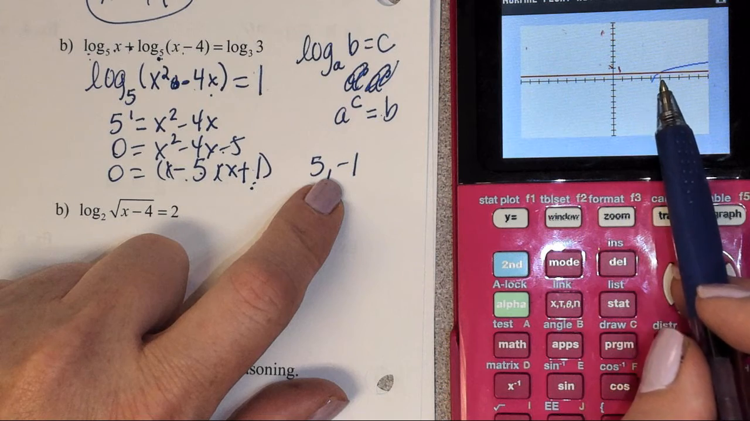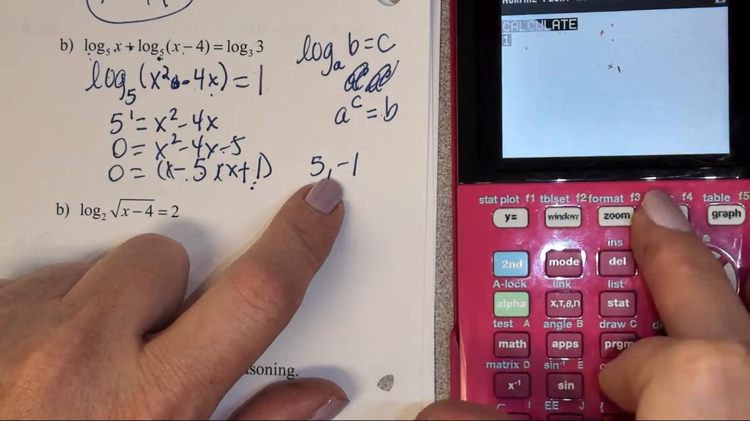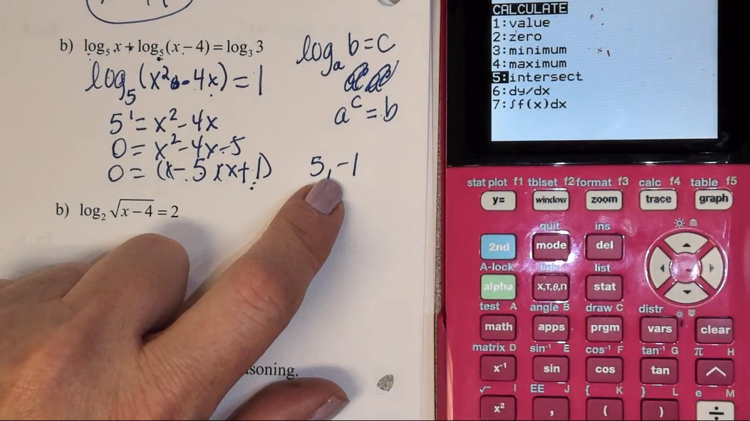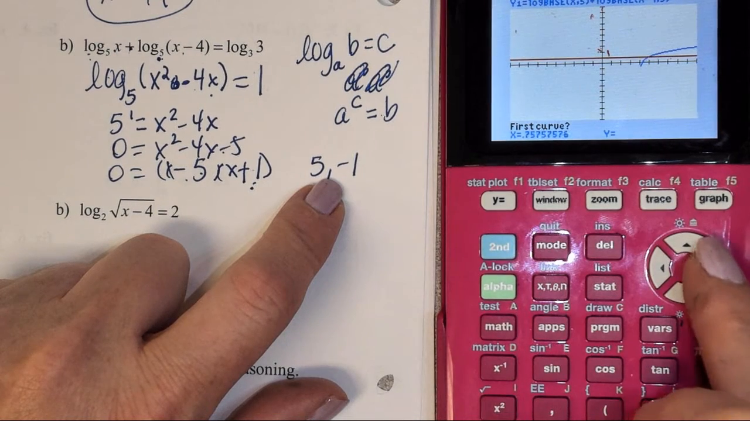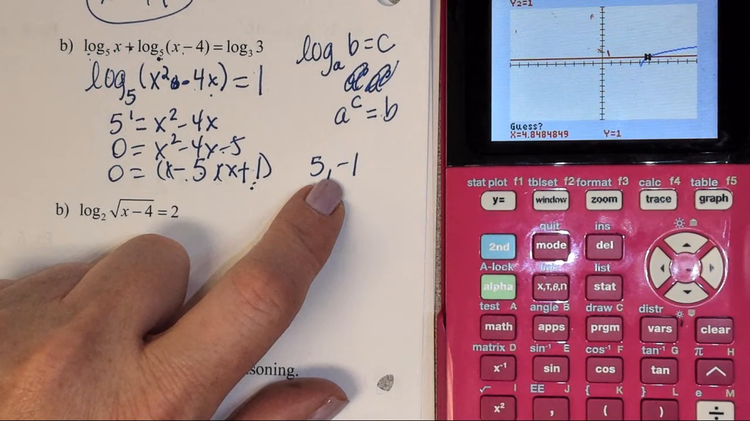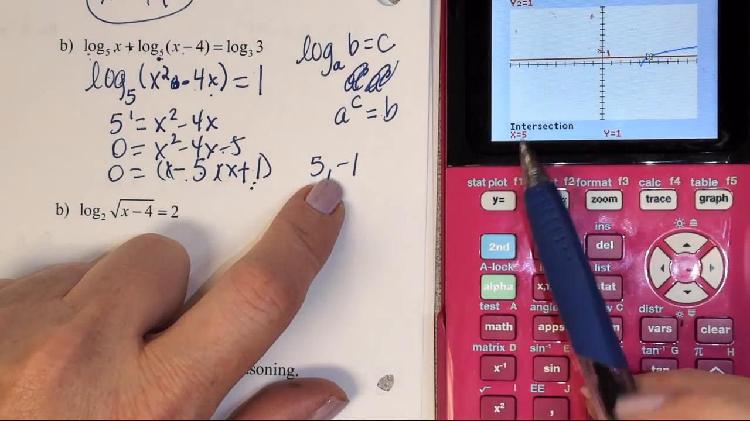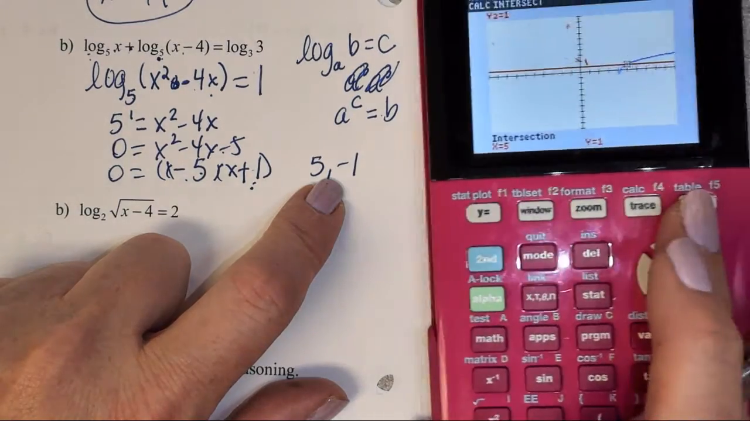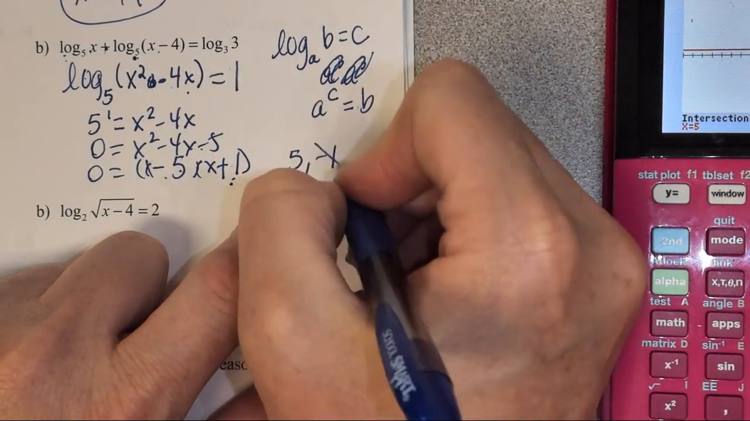X equals 5. I could find it by doing a second calculate, point of intersection. I can get close to it, enter, enter, enter. So I could even do it this way. I can find out that my solution is just x equals 5.